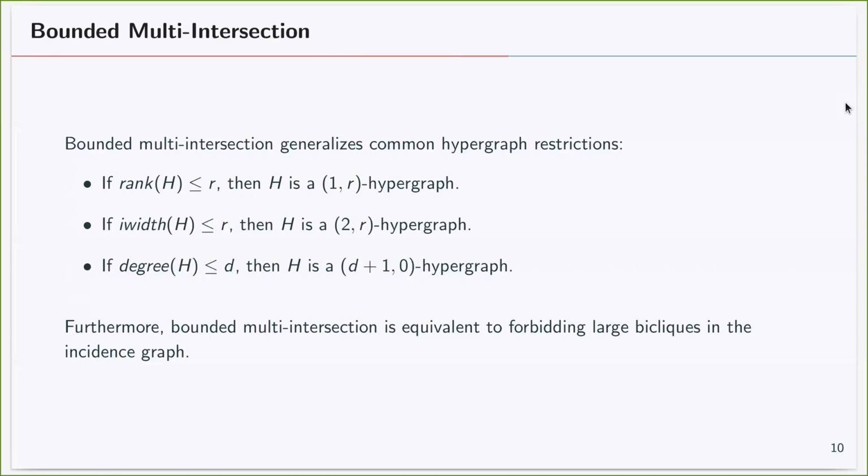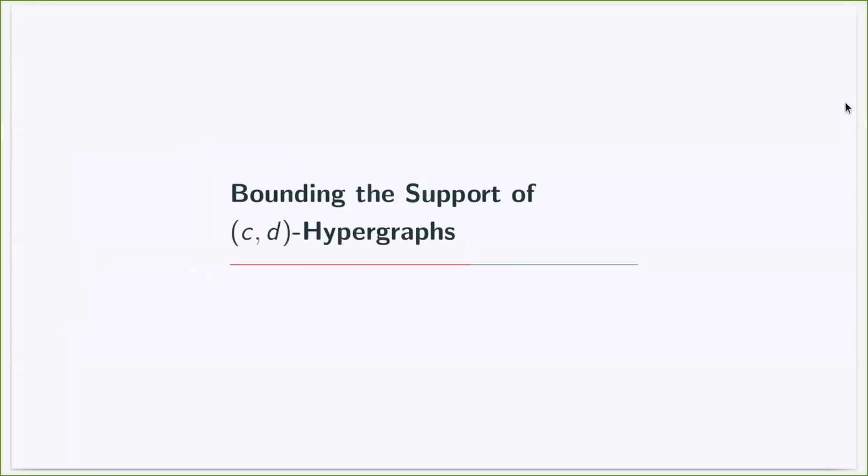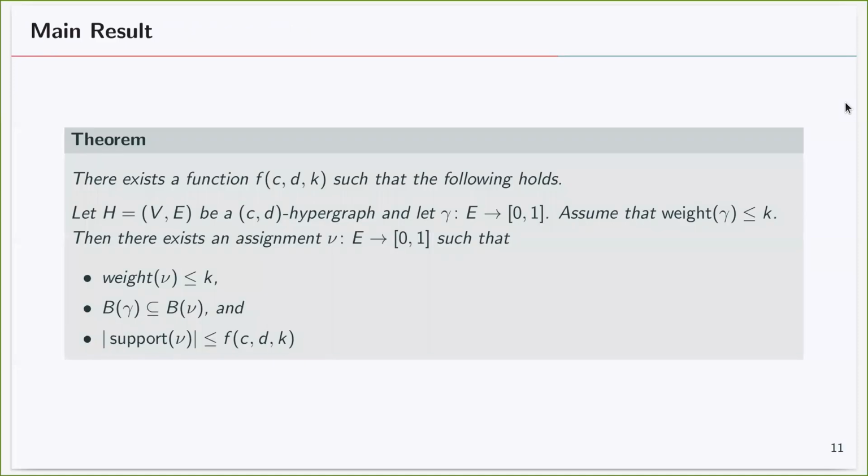And finally, bounded multi-intersection is also equivalent to forbidding large bicliques in the incidence graph of the hypergraph. This property of not allowing large bicliques has some algorithmic use in parameterized complexity. So I hope it's clear that this bounded multi-intersection property is a very general and wide-reaching property. And so, as the title states, our goal is to bound the support of fractional covers for CD hypergraphs, so depending also on C and D.